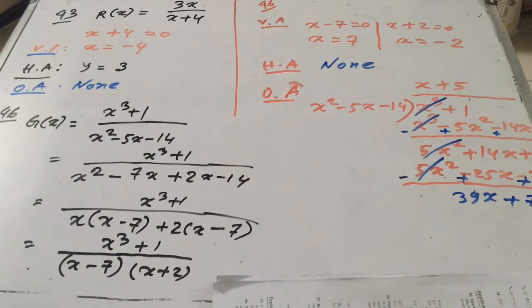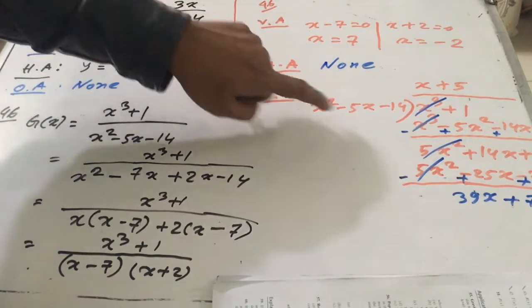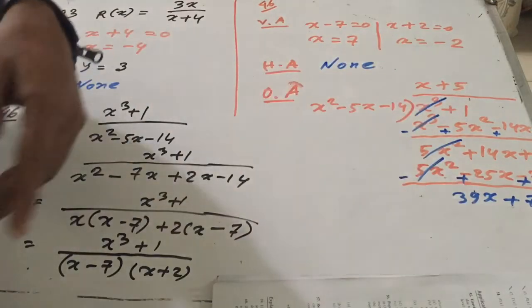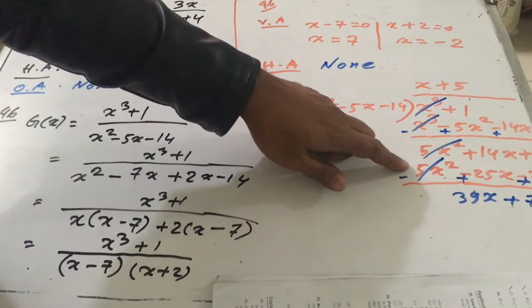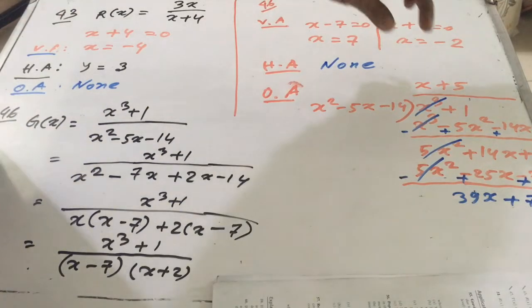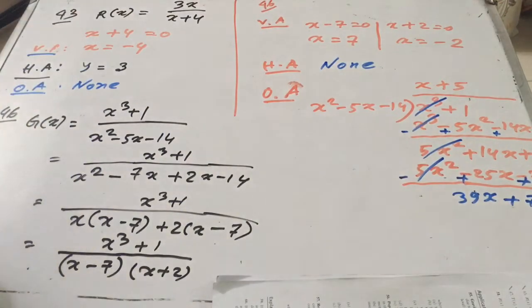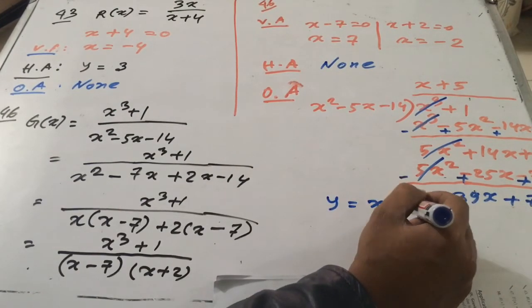Now we will not do any more division here. How do we know where we have to stop? If you see the power of this remainder is less than the power here, then we have to stop there. We have to do it up to the step where the power is the same. That is the last step we need to do for this kind of math. So for this question, what will be our answer? Our answer will be y equals x plus 5, the oblique asymptote of this question.